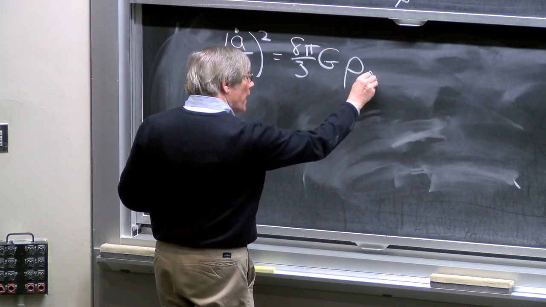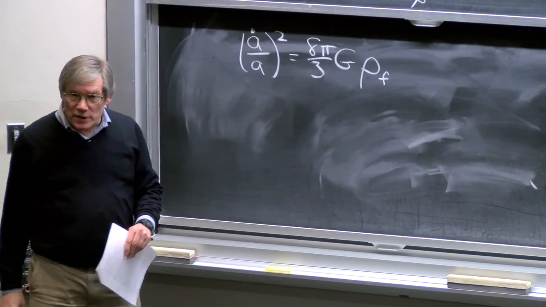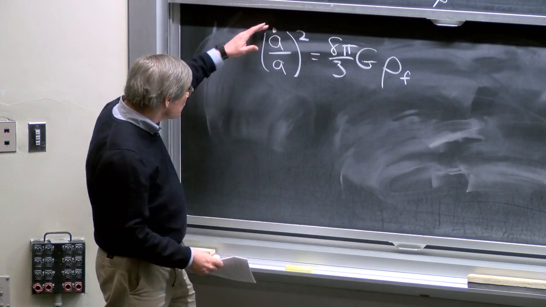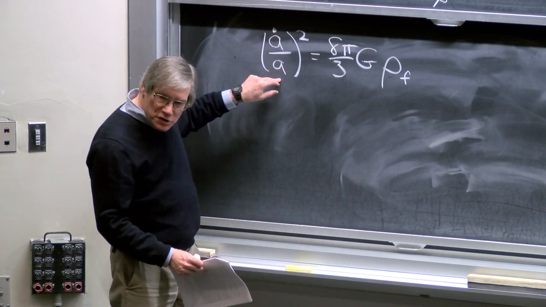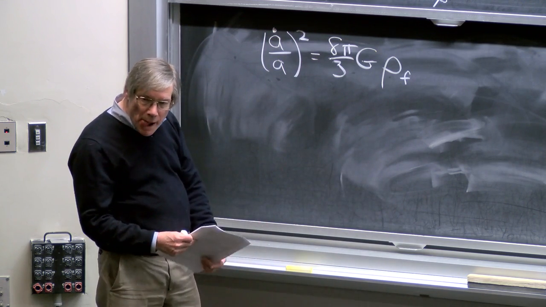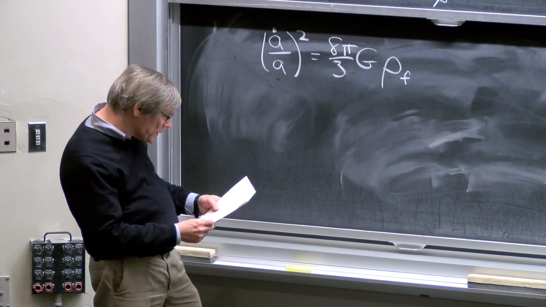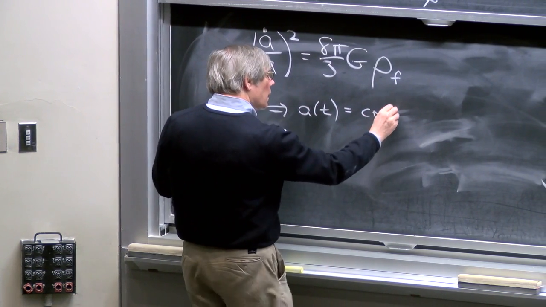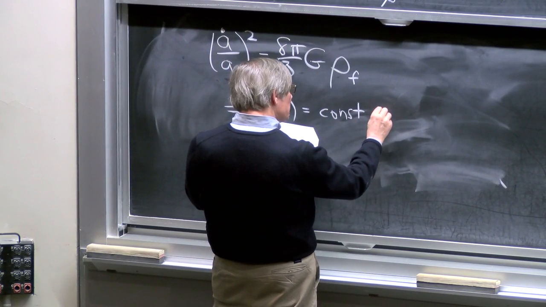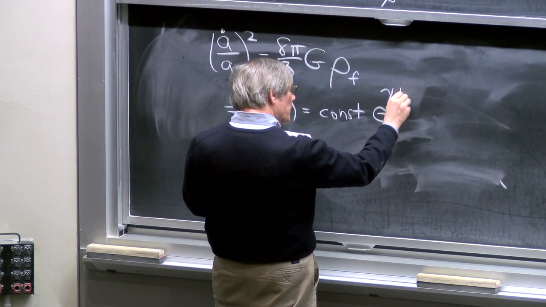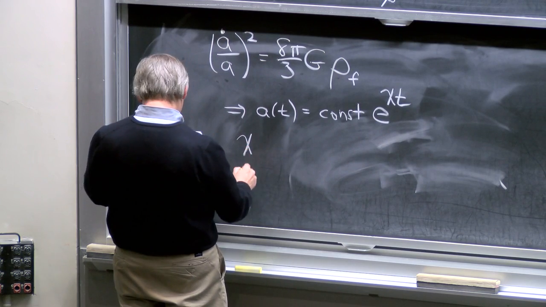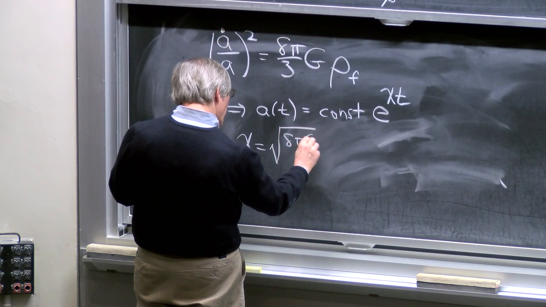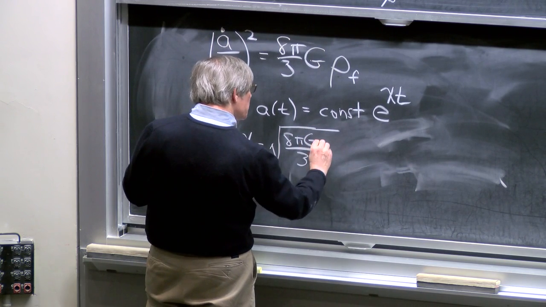For rho, we're just going to put in rho sub f. We'll assume that our space is just dominated by this false vacuum energy density. And this can easily be solved. It just says that the first derivative divided by the function itself is a constant. Just take the square root of this equation, and that is an equation which immediately gets solved and gives you an exponential. So you find that for late times, you just get a of t behaving as a constant times an exponential of time, where the exponential time constant, which I'm calling chi, is just the square root of 8 pi G over 3 times rho sub f.